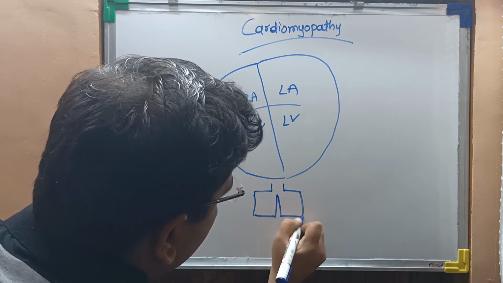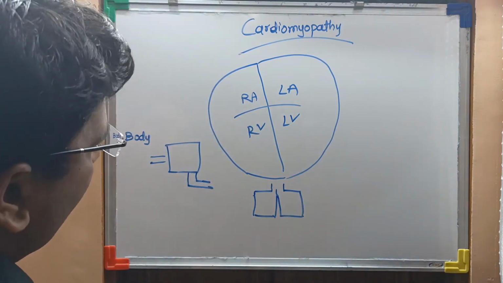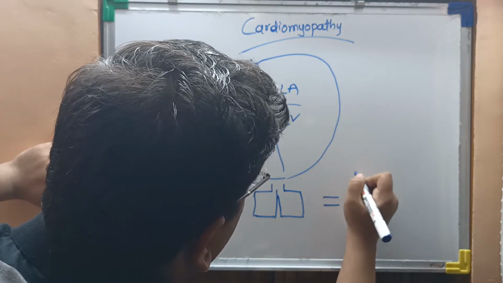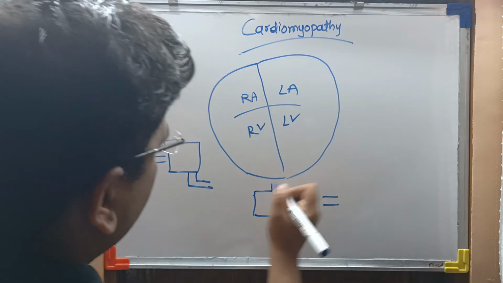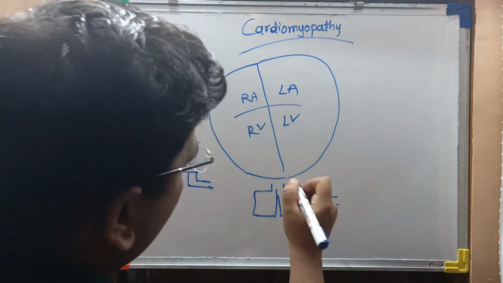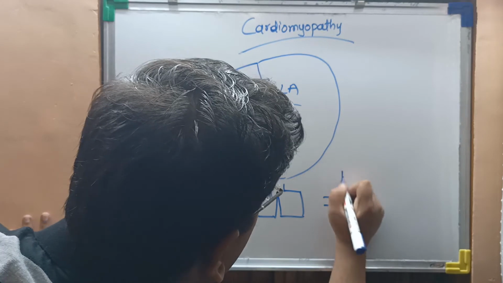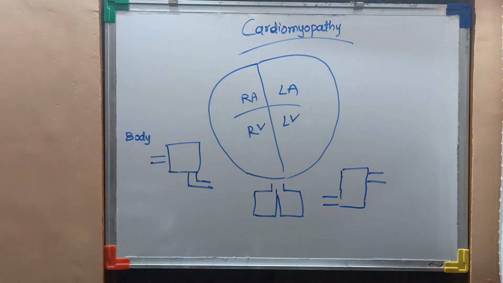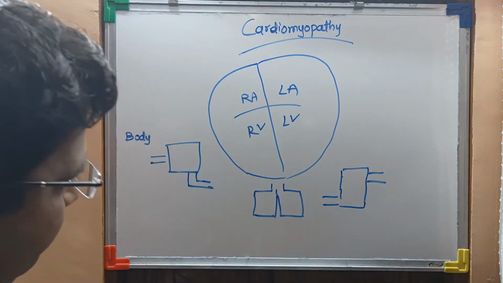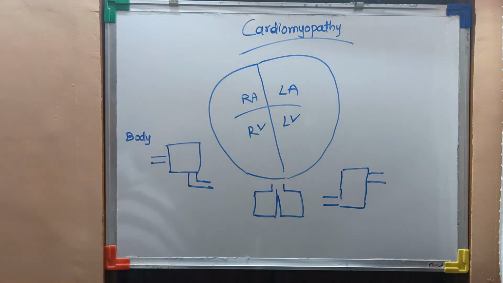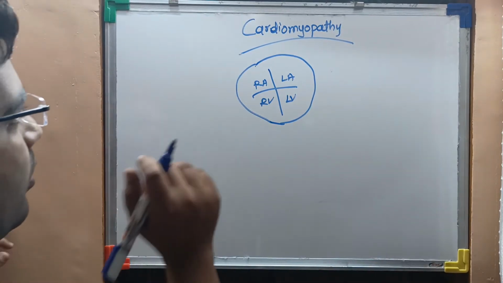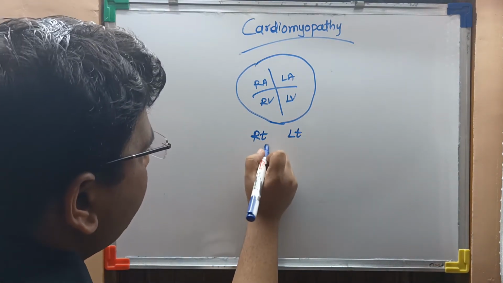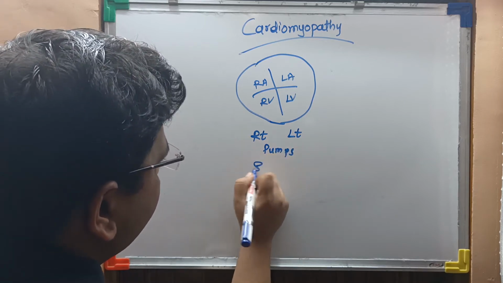Suppose these are the lungs. From the lungs, after the oxygenation, it enters the left side of the heart, and from the left side it passes to the body. The right and the left side of the heart pump simultaneously, at the same time.